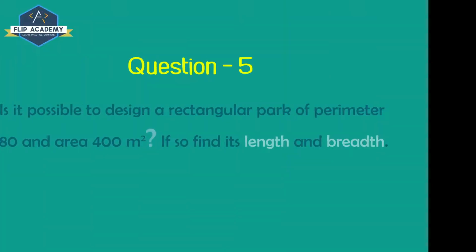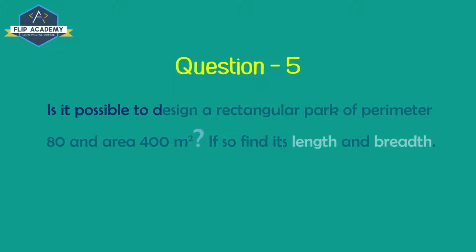Quadratic equation exercise 4.4, question number 5. Is it possible to design a rectangular park of perimeter 80 and area 400 meter square? If so, find its length and breadth. Students, in this question, given that the perimeter of the rectangle is equal to 80 and the area of the rectangle is equal to 400, we have to check whether this condition is possible or not.